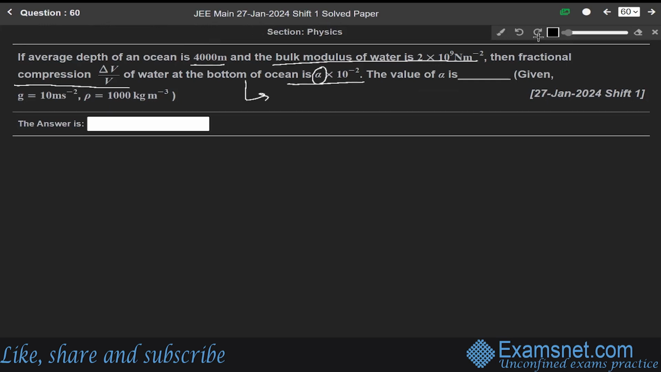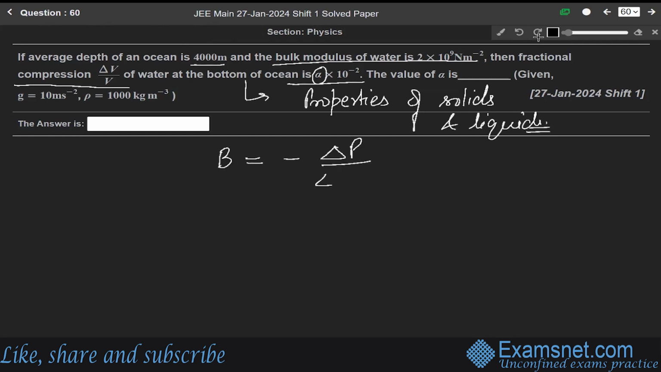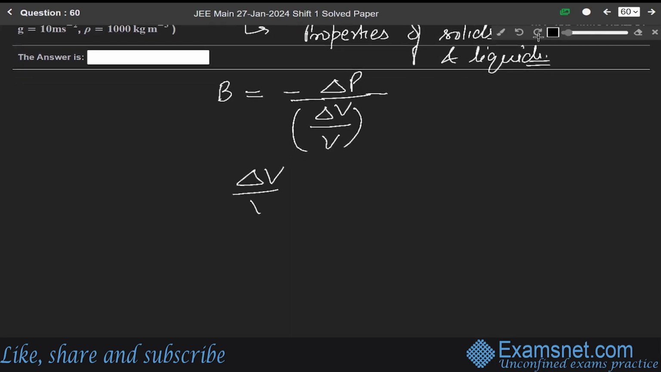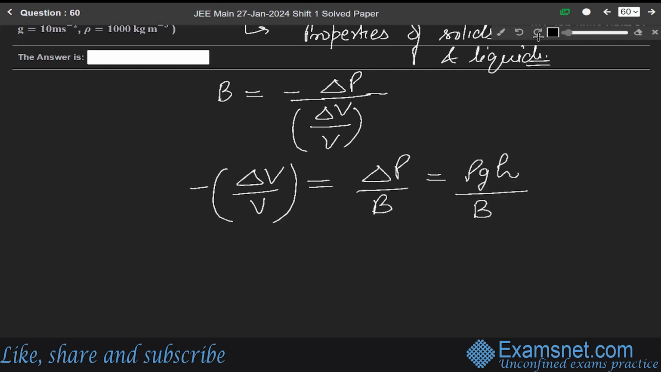This question is from the chapter of properties of solids and liquids. According to this, B equals minus delta P over delta V over V. Means bulk modulus is equal to minus delta P over the fractional compression. So the fractional compression, minus delta V over V, equals delta P over B. And delta P equals rho g h, so it is rho g h over B, the bulk modulus.